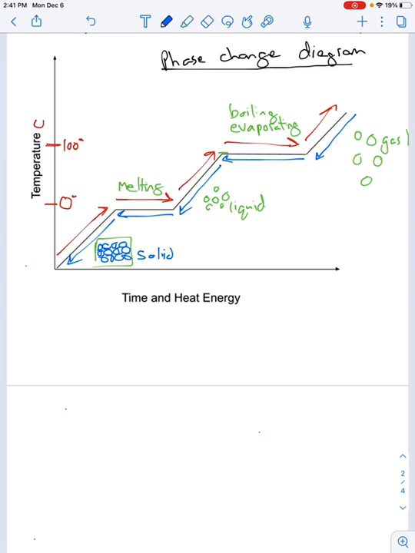And so then if you take away energy, the temperature will go down, and then it will stop going down. And at this point, we have what's called condensation. So the gas is becoming a liquid. Once all the gas becomes a liquid, the temperature starts to go down again until we hit another point where that liquid becomes a solid. We call that freezing.